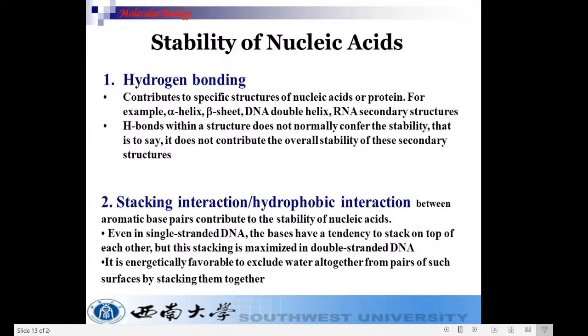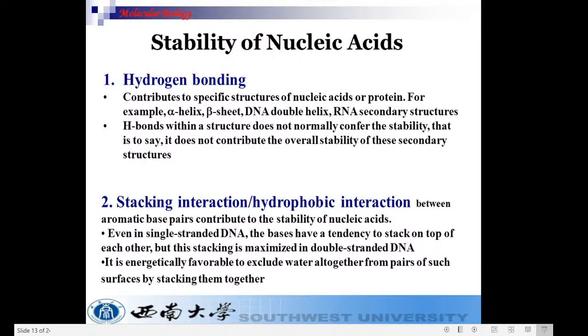In nucleic acid stability, there is hydrogen bonding. Based on the hydrogen bonding and hydrophobic interaction, we can calculate the nucleic acid stability, because RNA structures, helix structures, beta structures and DNA structures are formed by hydrogen bonding. This hydrogen bonding helps us to understand the secondary structure. Based on the secondary structure we can get the tertiary structure. It denatures at a particular temperature. In PCR itself we can understand this, at a particular temperature it will denature, right? So that is the stability law.